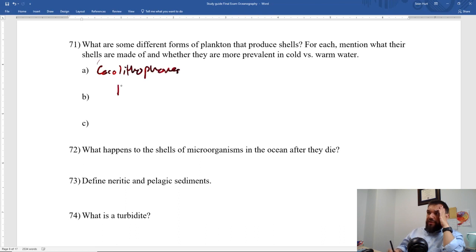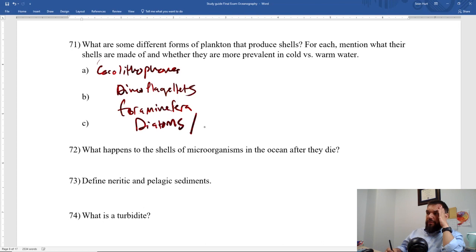There are dinoflagellates. There are foraminifera. There are diatoms and radiolarians. Diatoms and radiolarians make their shells out of silica.